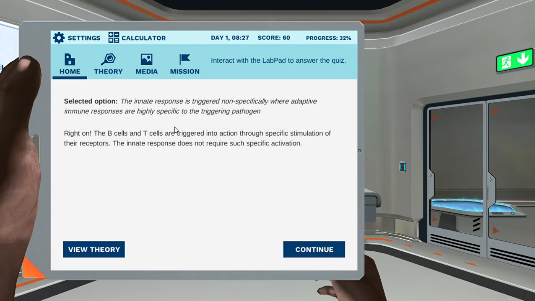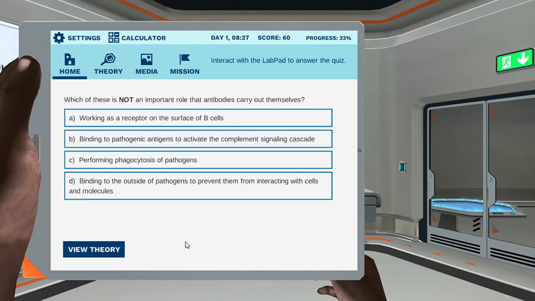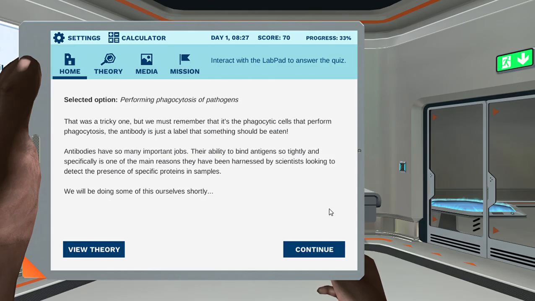You're right on. The B cells and T cells are triggered into action through specific stimulation of their receptors. The innate response does not require such specific activation. Which of these is not an important role that antibodies play? That was a tricky one, but we must remember that it's the phagocytic cells that perform phagocytosis. The antibody is just a label that something should be eaten.